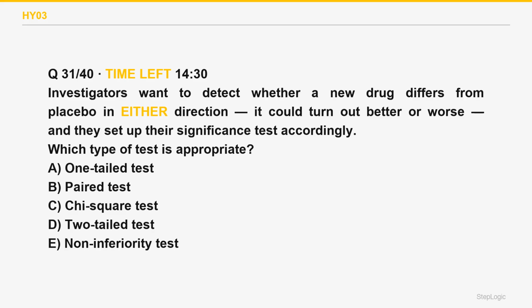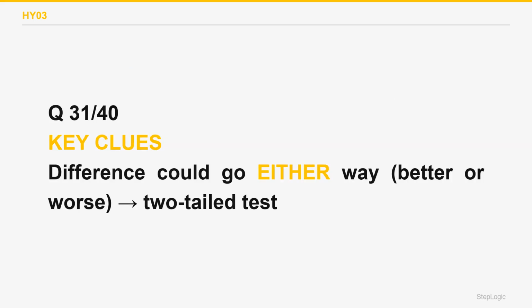Which type of test is appropriate? Investigators want to detect whether a new drug differs from placebo in either direction. It could turn out better or worse, and they set up their significance test accordingly. Read the command: the test for a difference in either direction. Both tails must be considered.